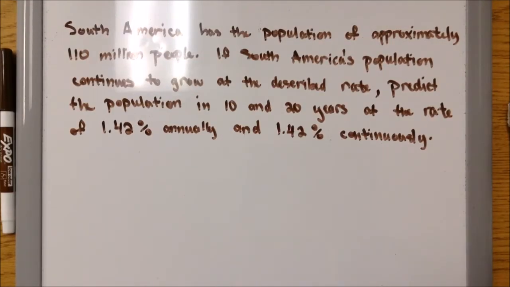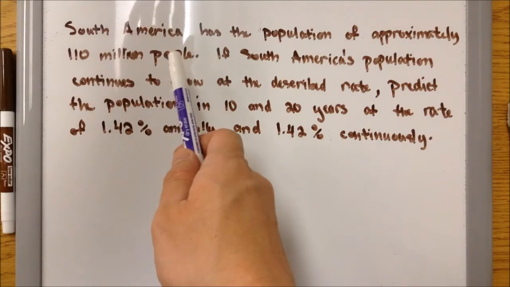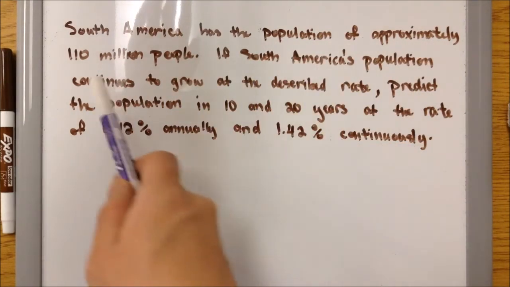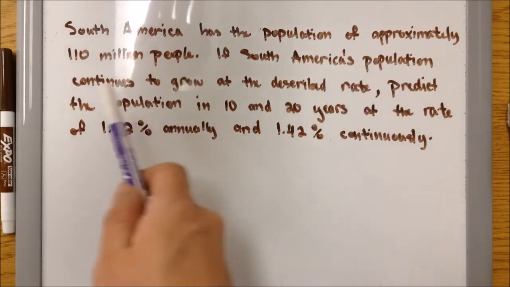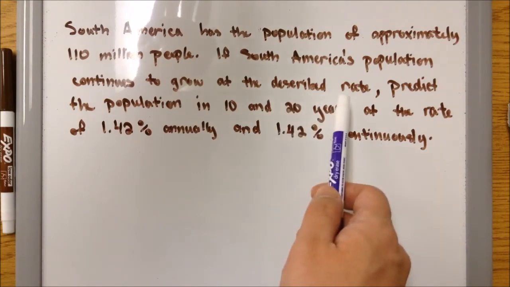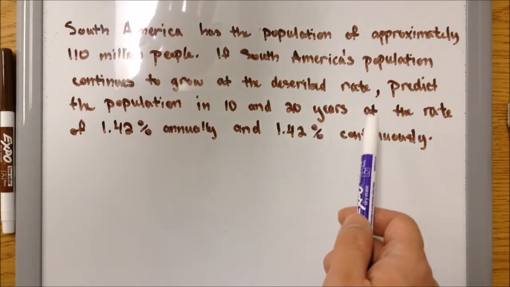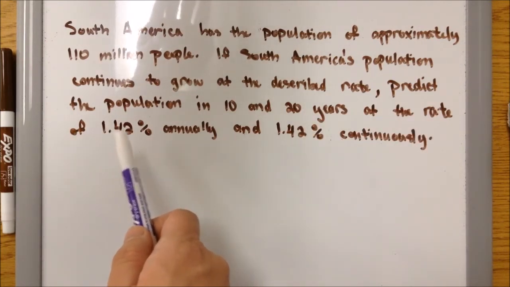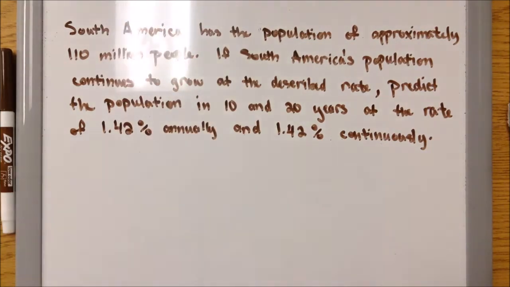So for example 1, and this one actually has parts to it, so we're going to do it step by step. In example 1, the problem says South America has a population of approximately 110 million people. If South America's population continues to grow at the described rate, predict the population in 10 and 20 years at the rate of 1.42% annually and 1.42% continuously. So this actually has two parts, annually and continuously.